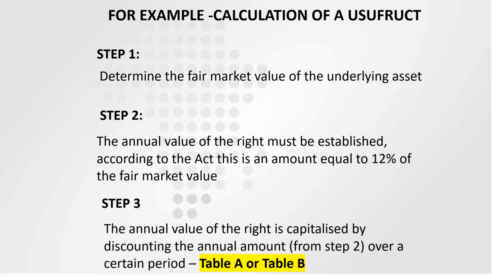If we look at a quick example on how to value a usufruct, we start by determining the value of the underlying asset. So if you're left with a right to use a specific asset, that is the underlying asset, which you should be able to get a fair market value for. The annual value of the right must be established, and according to the Act, this is an amount equal to 12% of the fair market value. Once you have this annual value, the right is then capitalized by looking at the specific period that the beneficiary will have the right, and that you will find in Table A and Table B.